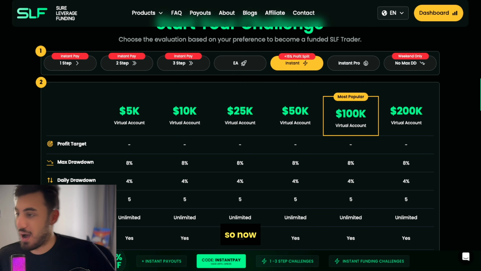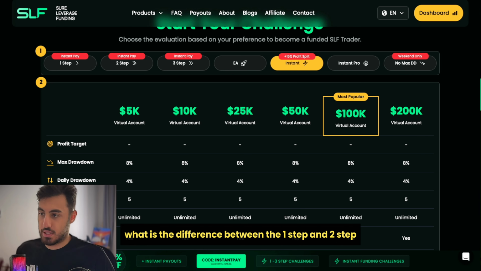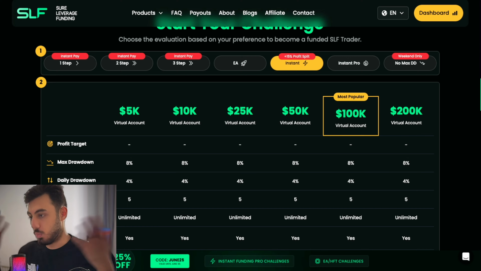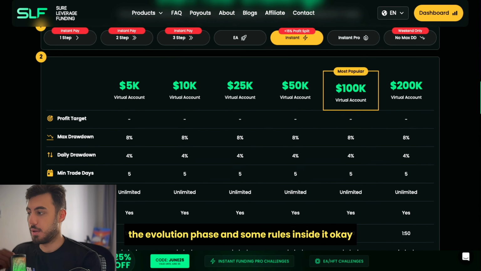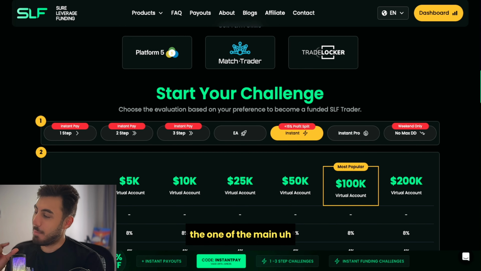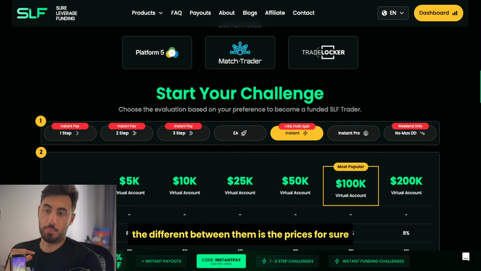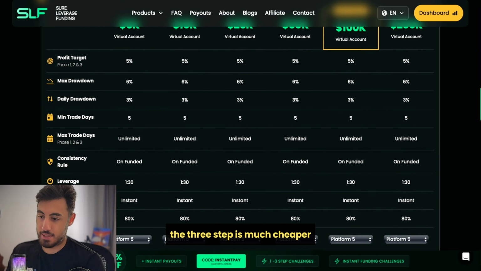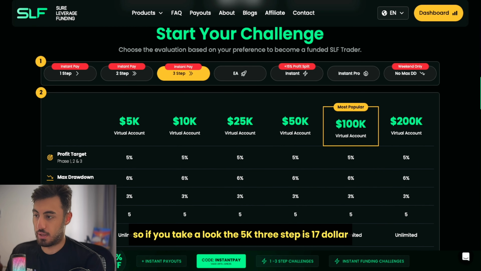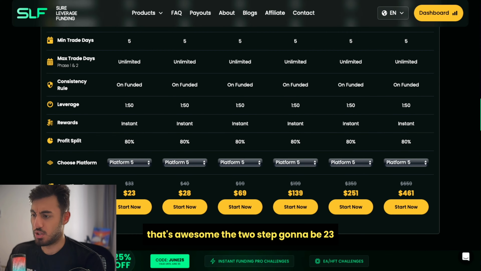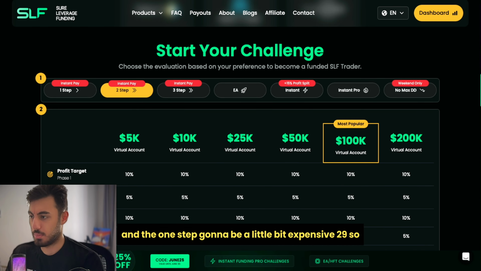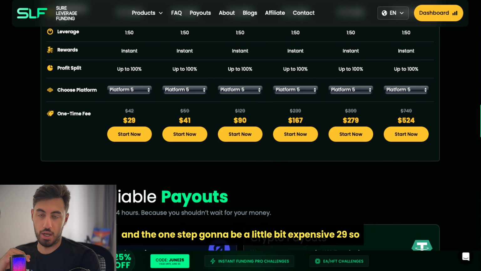So now, what is the difference between the 1 step, 2 step and 3 step? Just the evaluation phases and some rules inside them. One of the main differences is the prices. For sure, the 3 step is much cheaper. The 5K 3 step is $17, and it's also on discount. That's awesome. The 2 step is 23, and the 1 step is a little bit more expensive, 29.